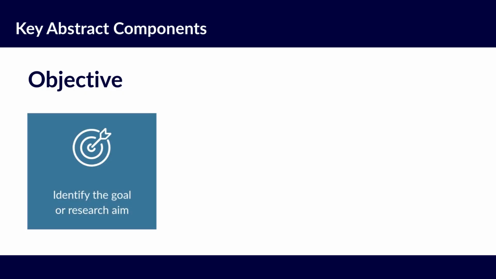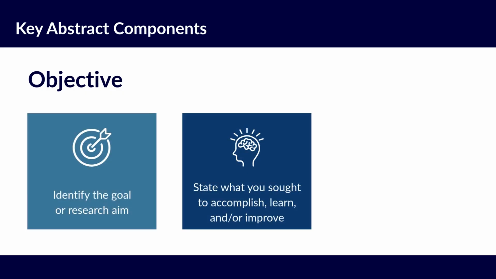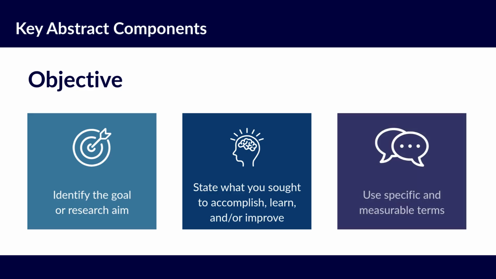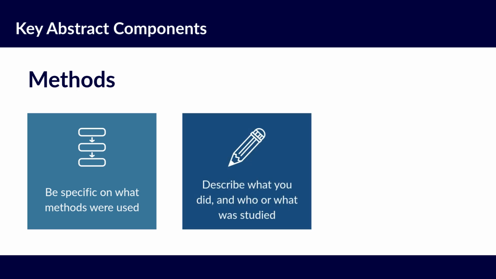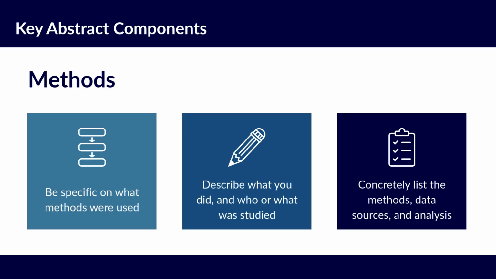Next is the objectives. What was the goal or research aim? State what you sought to accomplish, to learn, or to improve, using specific and measurable terms. Next is the methods section. Here you want to be specific on what methods you used to accomplish your study aims. Describe what you did and who or what was studied. Concretely list the methods, data sources, and analysis.